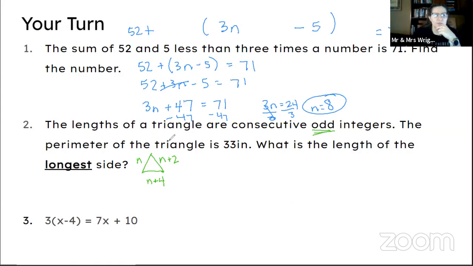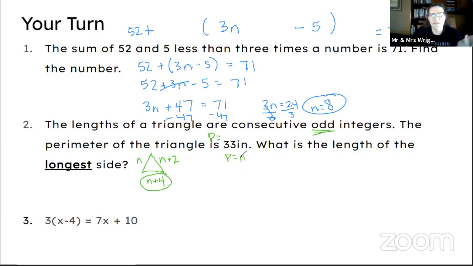And it tells me the perimeter of the triangle is 33. P equals 33. What is the length of the longest side? The longest side is going to be the side that's n plus 4. I want to keep that in mind when I go back after I figure out an equation here and solve it. I want to make sure that I'm actually answering that question. So let's see. I know perimeter is going to be when you add up all the sides.